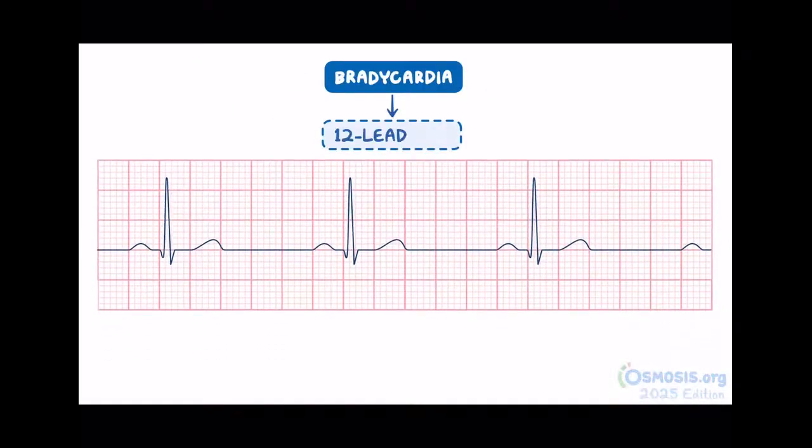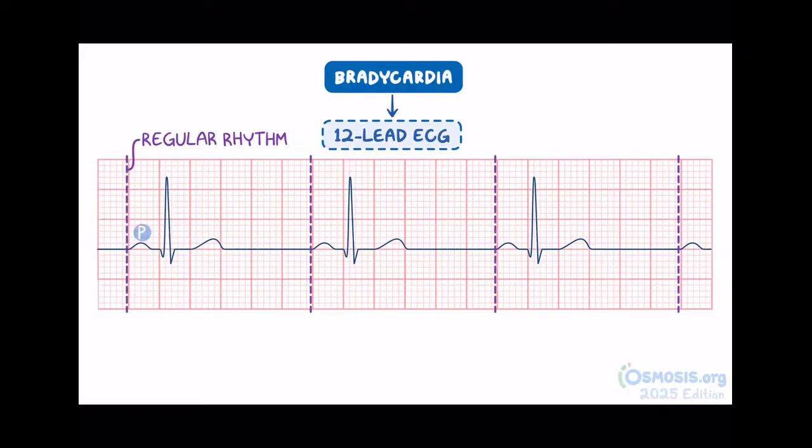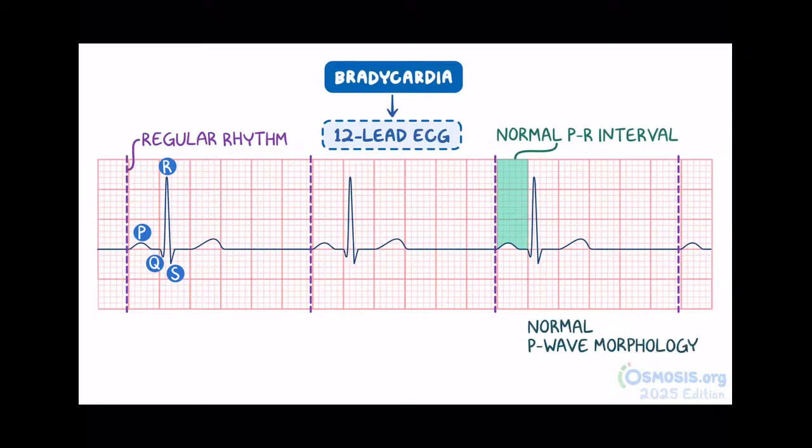Next, obtain a 12-lead electrocardiogram or ECG. If ECG reveals a regular rhythm, upright, and uniform P waves before each QRS complex, normal PR interval, and normal P wave morphology, you can diagnose sinus bradycardia.